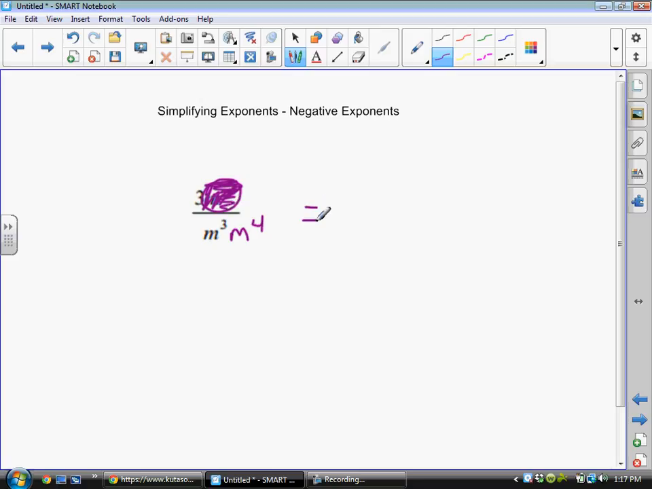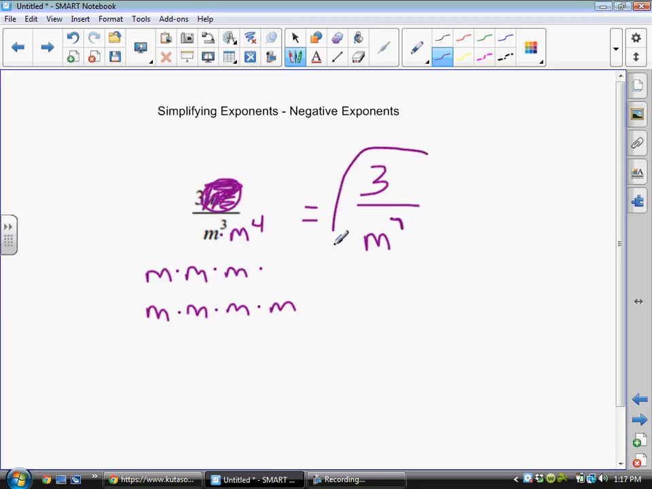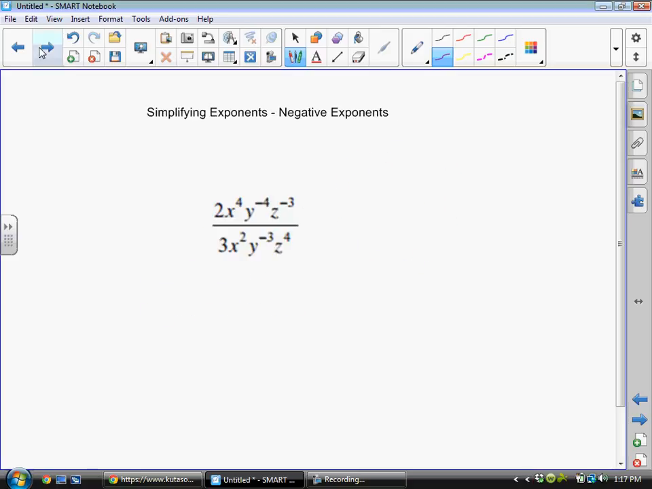So what I have is 3 over, if I combine m to the third times m to the fourth, if I write all those out, 2, 3, and then I have 4 more, that gives me a total of m to the 7th power. Okay? So I only flip the thing that has the negative. Do not move anything else. That's the answer for that problem. One more example, I believe.